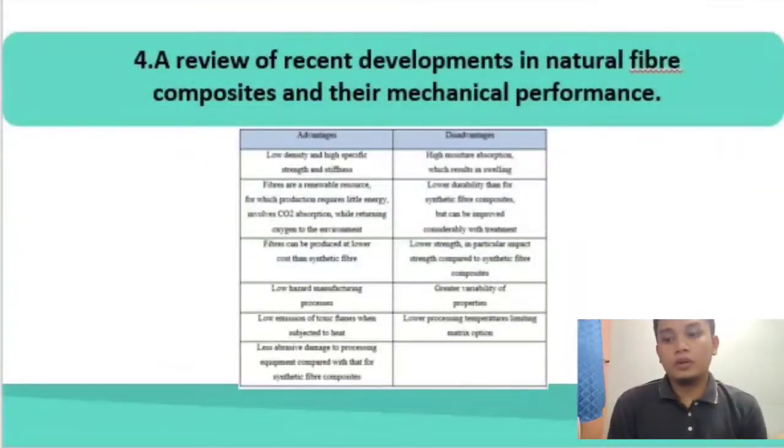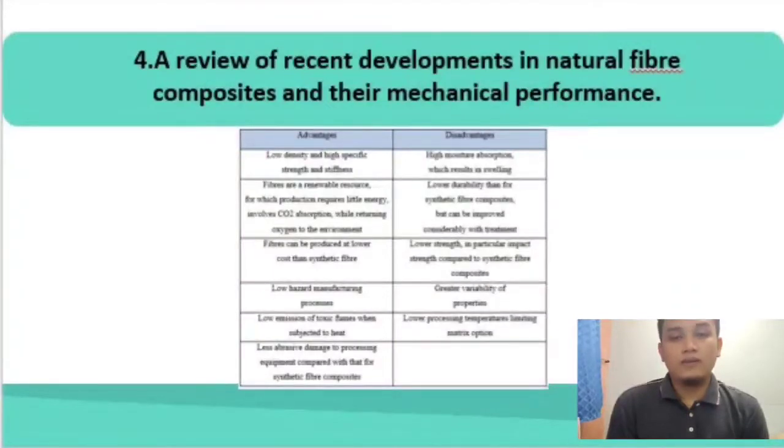Next, fiber can be produced at lower cost than synthetic fiber. Furthermore, it has a low hazard manufacturing process and has low emission of toxic fumes when subject to heat. And lastly, the advantage of natural fiber composites is less abrasive damage to processing equipment compared with that for synthetic fiber composite.